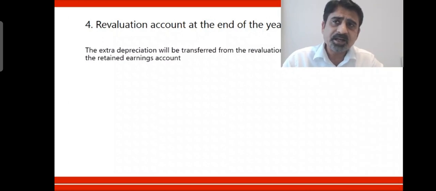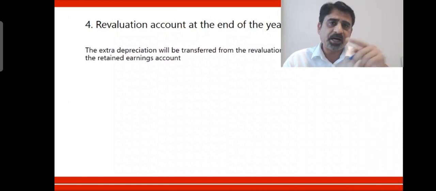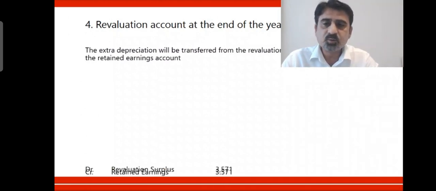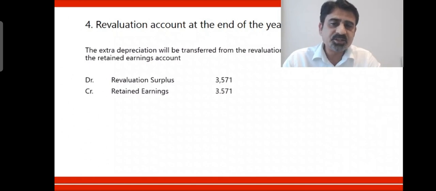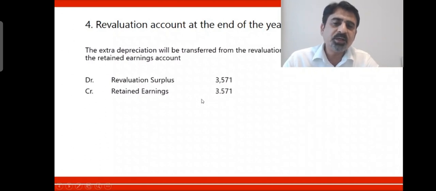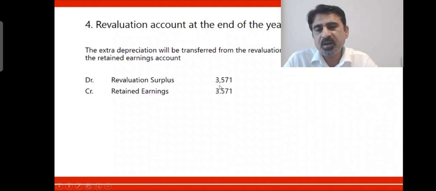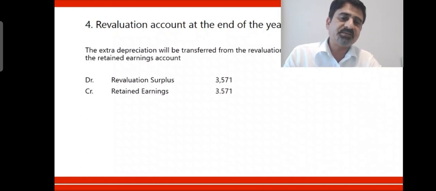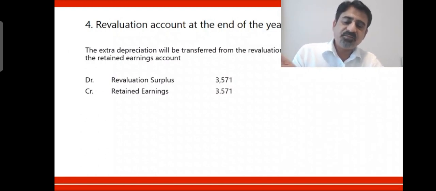So if you multiply 3,571 by 14 years, it will make exactly 50,000. So this is the double entry: debit revaluation surplus. Remember, previously we credited revaluation surplus with 50,000. Now we are going to debit it, which means we are going to decrease the revaluation surplus account and increase the retained earnings account. So every year we will take out 3,571 from revaluation and transfer it to retained earnings, and that's how in 14 years' time your revaluation surplus account will become 0.